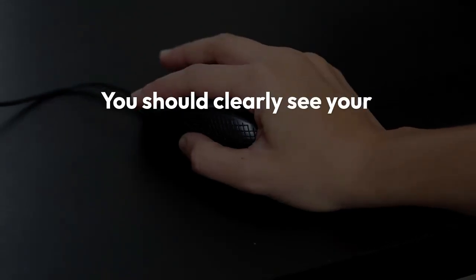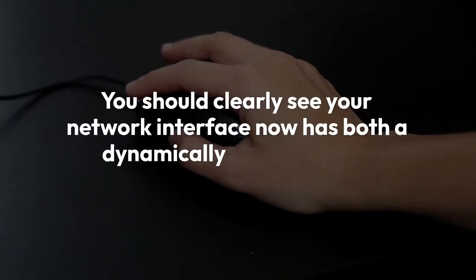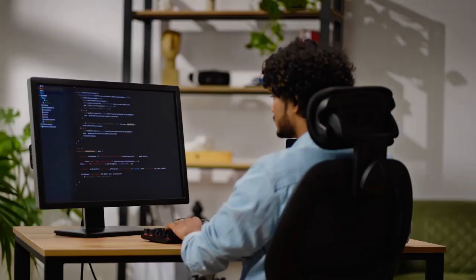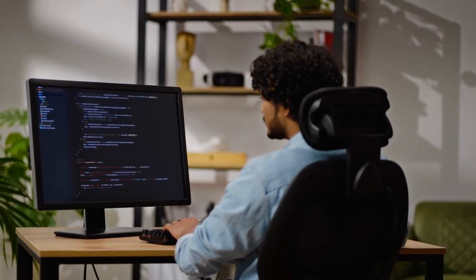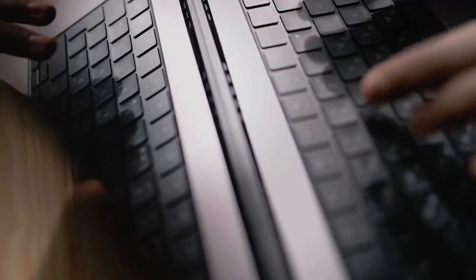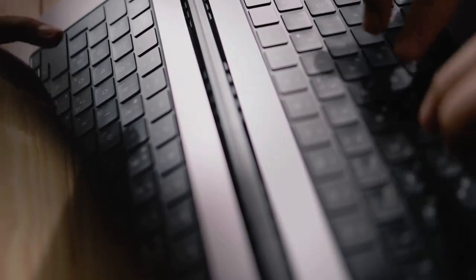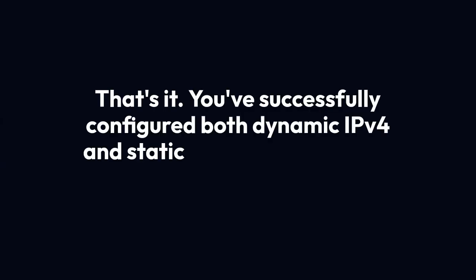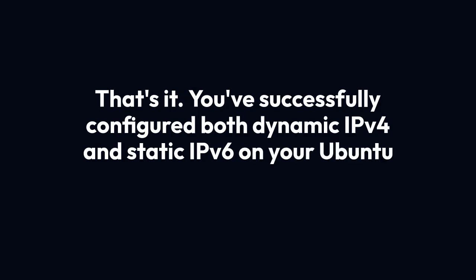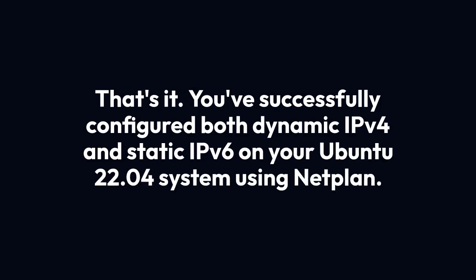Once applied, you can verify your network settings by typing ip a in your terminal. You should clearly see your network interface now has both a dynamically assigned IPv4 address and your specified static IPv6 address. You can also check your IPv6 routing table with ip -6 r to confirm the gateway is correctly set. That's it! You've successfully configured both dynamic IPv4 and static IPv6 on your Ubuntu 22.04 system using Netplan.